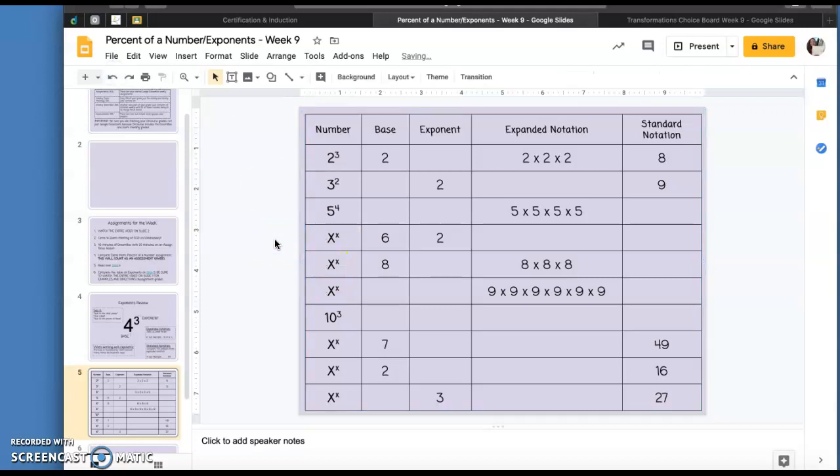So you're going to go through and fill this out. You need to write the base of the number. Then you need to write the exponent of the number, if it's not already there. Write it in expanded notation, so you can see here that 2 to the 3rd power, its base is 2. You need to write the exponent, and the expanded notation is 2 times 2 times 2, because our exponent of 3 says, hey, multiply by yourself 3 times. So take 2 and multiply it 3 times. 2 times 2 is 4, times 2 is 8. So our standard notation is 8. You're going to do that for all of these.